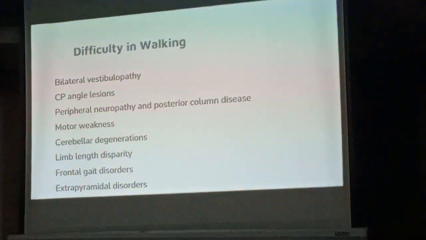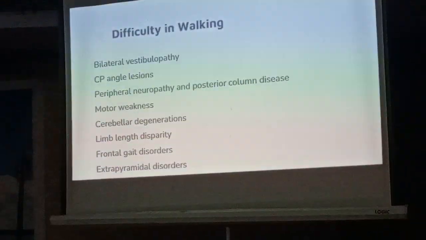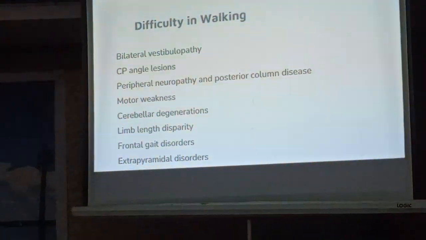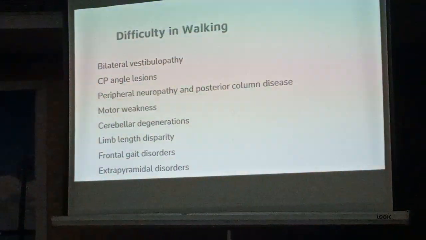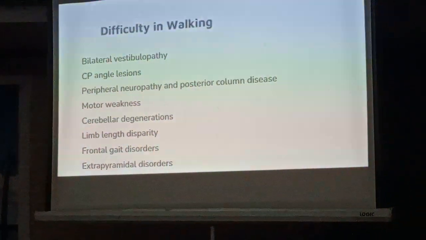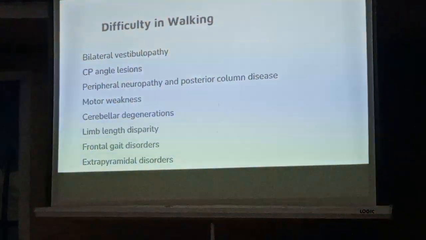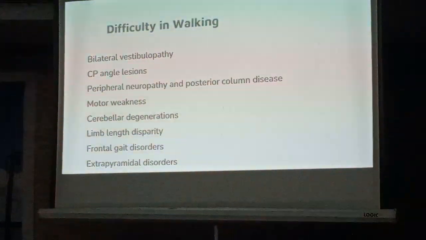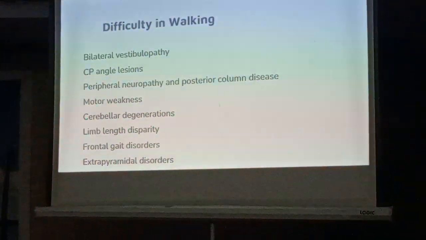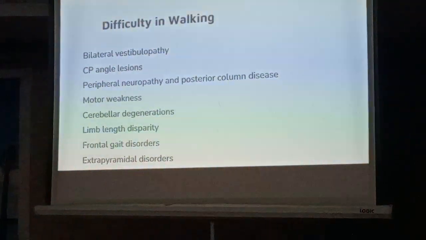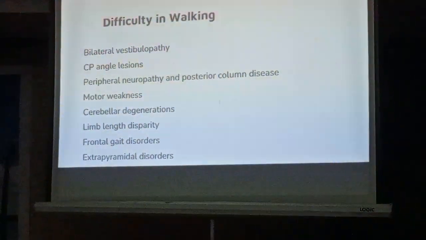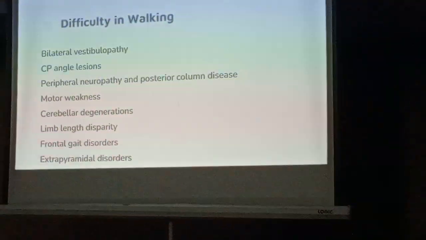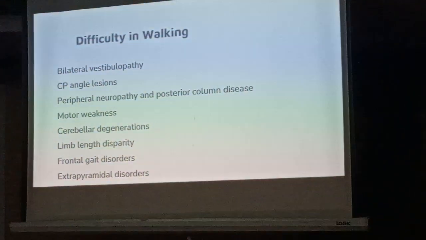Then next thing is CP angle lesions. We know just like sudden sensorineural loss, it can also cause sudden vestibular loss. When you are taking an MRI for a patient who has predominant difficulty walking, also try and do a screening spine, because dorsal column lesions, demyelinating lesions, peripheral neuropathy, diabetes, malnutrition, all this can also cause difficulty walking. Then motor weakness, cerebellar degeneration, limb length disparity. If they had surgeries in the limb where the limb length is different, it was not attributed to that, but the actual cause is because their limb length is different by a few inches.